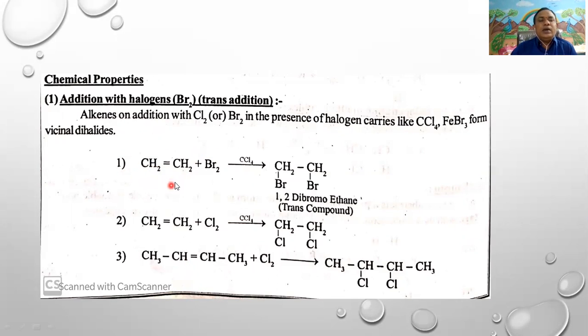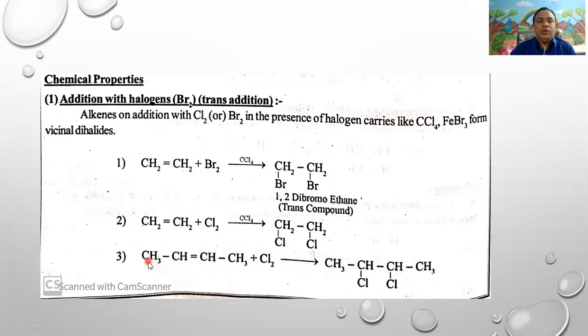Example, ethylene molecule CH2=CH2 plus bromine in the presence of carbon tetrachloride gives 1,2-dibromoethane. It is trans addition that takes place. It is a vicinal dihalide. Similarly, ethylene upon treatment with chlorine in the presence of carbon tetrachloride gives 1,2-dichloroethane, called ethylene chloride, a vicinal dihalide.